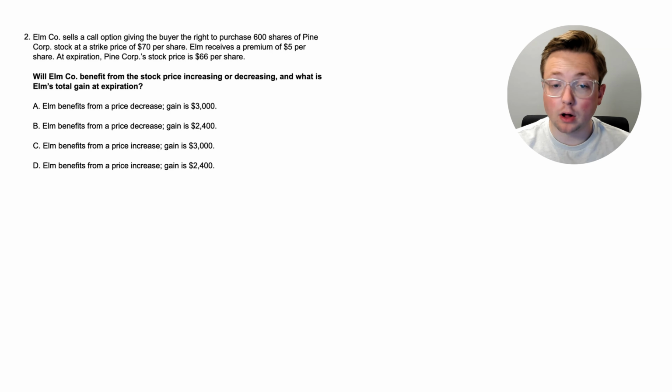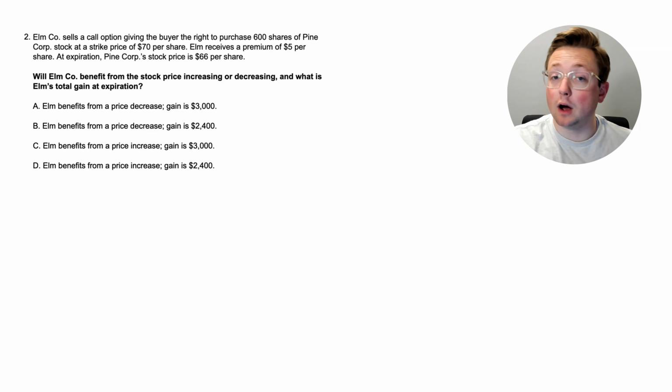Elm Co. sells a call option giving the buyer the right to purchase 600 shares of Pine Corp stock at a strike price of $70 per share. Elm receives a premium of $5 per share. At expiration, Pine Corp's stock price is $66 per share. So again, will they benefit if it increases or decreases, and what will be the total gain at expiration? Are they going to benefit if it decreases and have either a gain of $3,000 or $2,400? Or will they benefit if the price increases, and will they have a gain of $3,000 or $2,400?